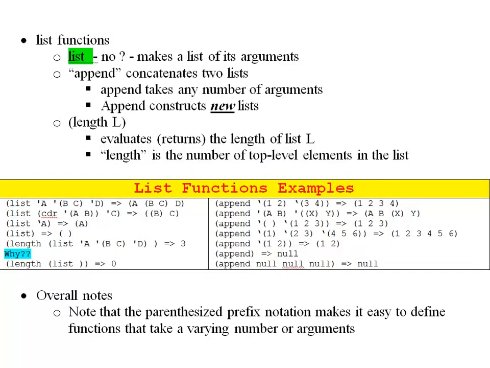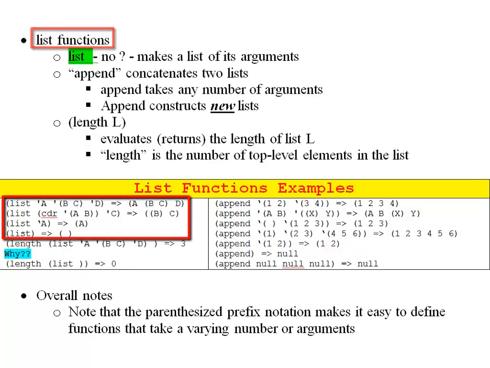Here's another set of just basic list functions. First, list itself with no question mark. Think of it as conversion. It's going to make a list of its arguments.